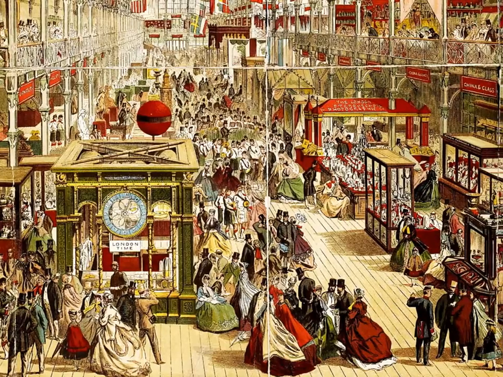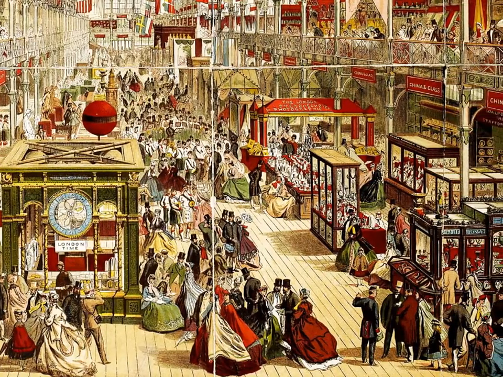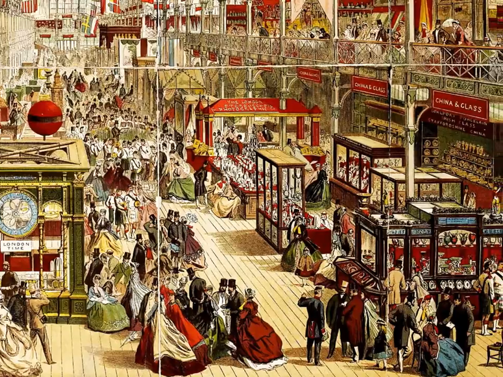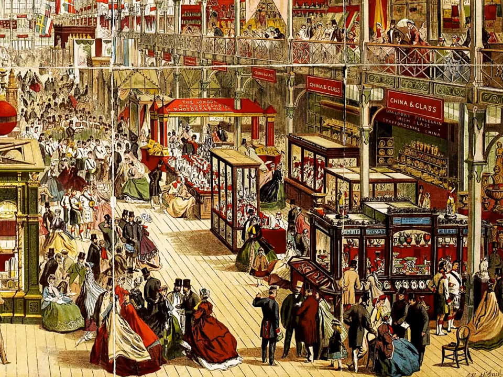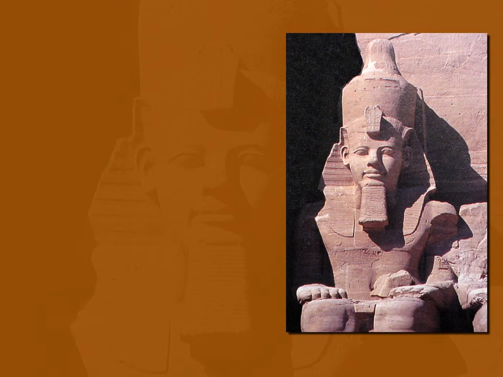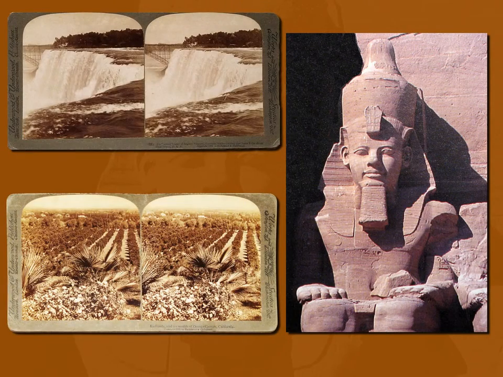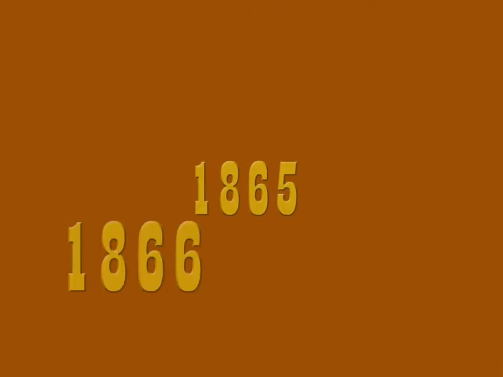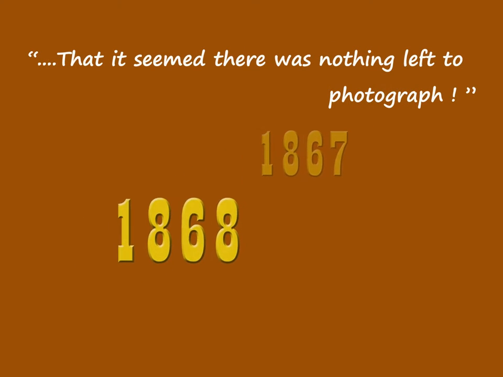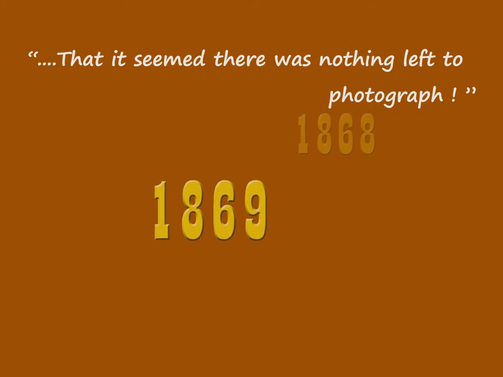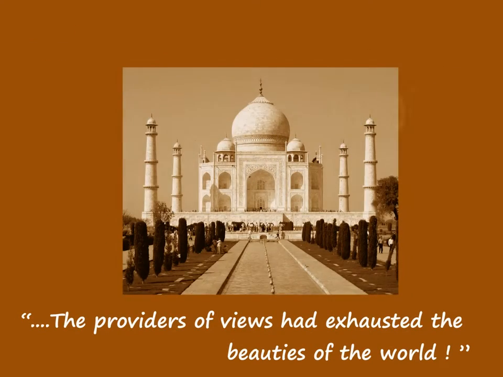It was during one of her many visits that the Queen was presented with a beautiful stereoscope and a selection of stereoscopic cards. This again produced a surge in popularity of card sales, as the public wanted to see scenes of the British Empire and other far-off lands. Interest declined in the mid to late 1860s, as it was reported that it seemed there was nothing left to photograph, and that the providers of views had exhausted the beauties of the world.